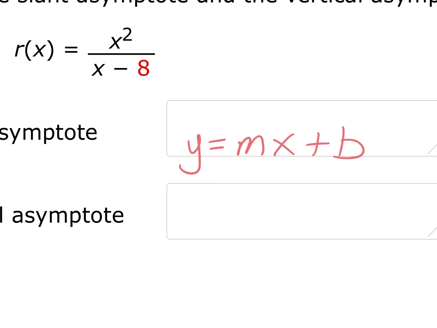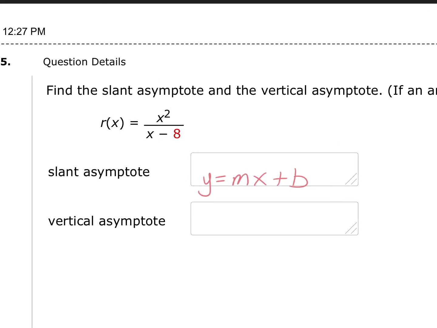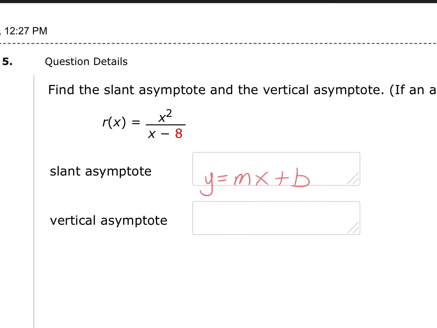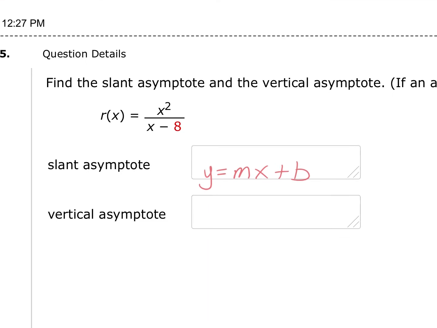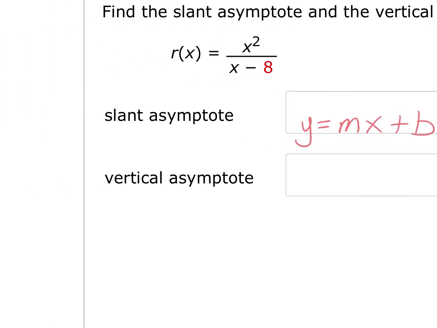You should have a number with an x, then plus or minus a number. If it doesn't work out that way, then there's not a slant. Look at this. You can tell me right now if there's a slant asymptote or not. Yes, because the numerator degree is bigger. Let's do our long division.